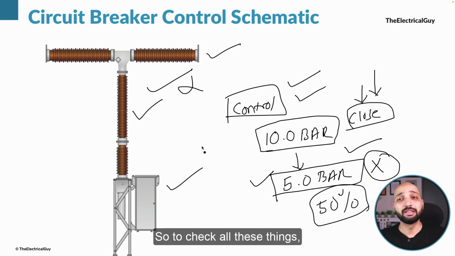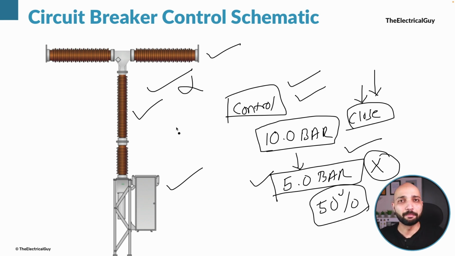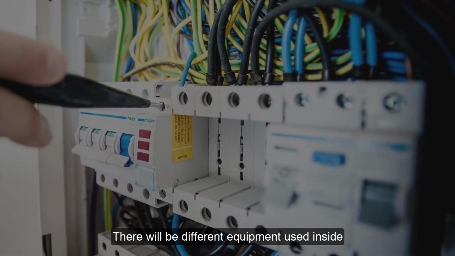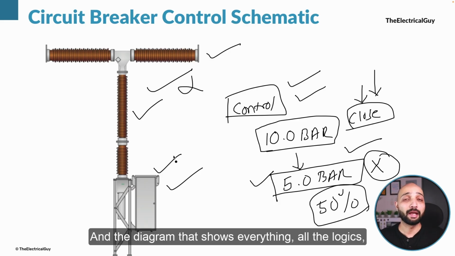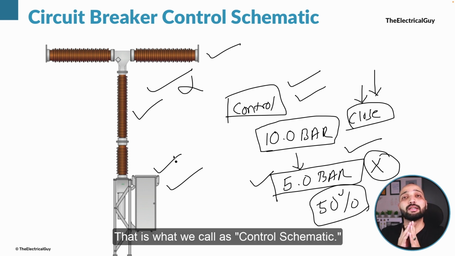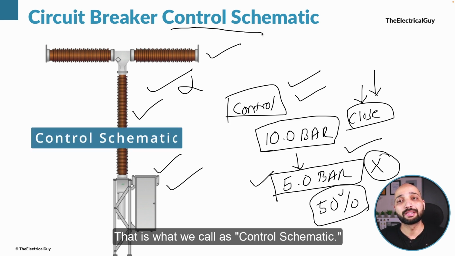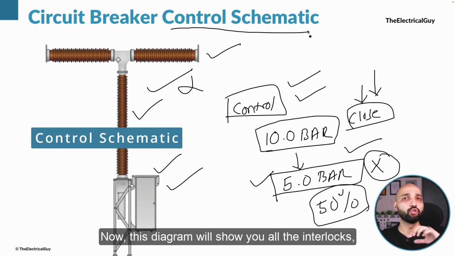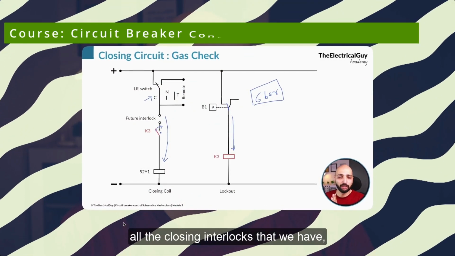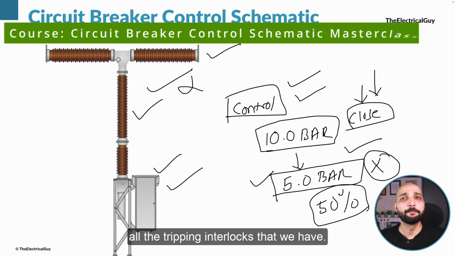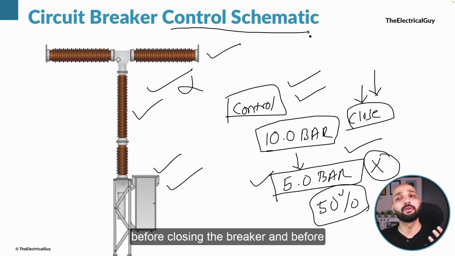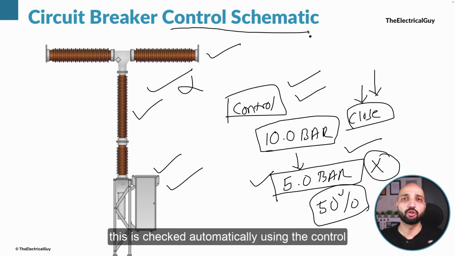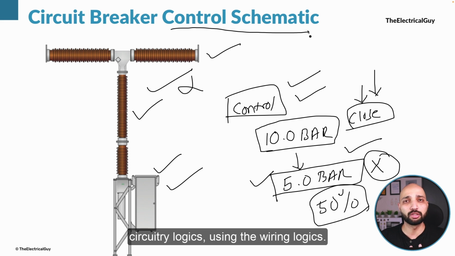So to check all these things, we have a control circuitry. There will be wiring logics. There will be different equipment used inside the control cubicle of the breaker, which will check all this. And the diagram that shows everything, all the logics, all the interlocks, is what we call control schematics. Now this diagram will show you all the closing interlocks that we have, all the tripping interlocks that we have. It also shows the conditions that need to be checked before closing the breaker and before tripping the breaker. This is checked automatically using the control circuitry logics, using the wiring logics.